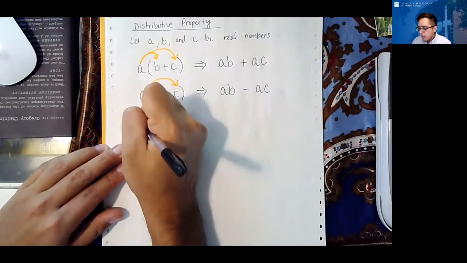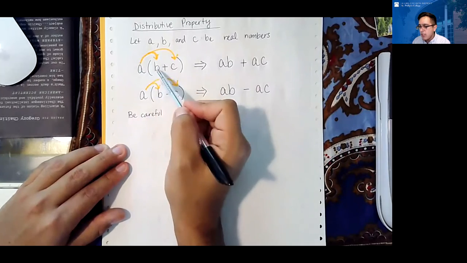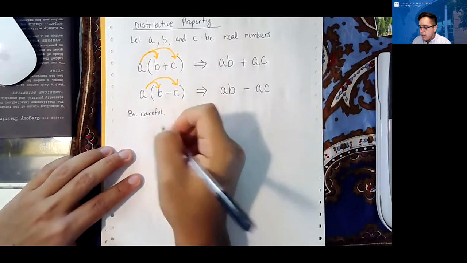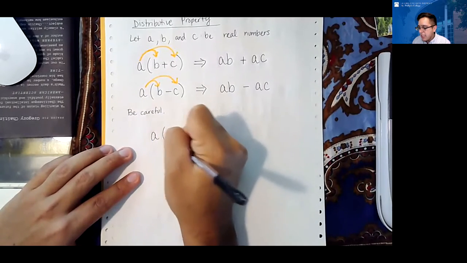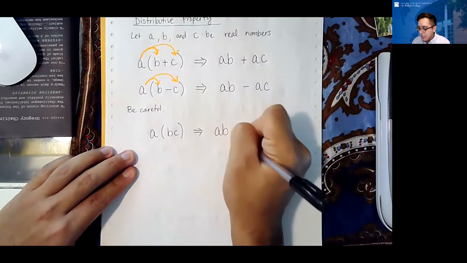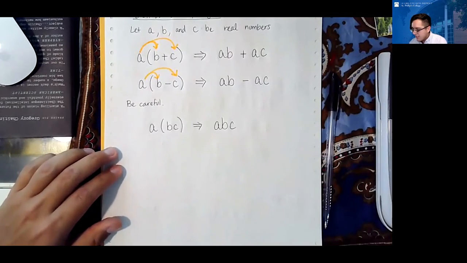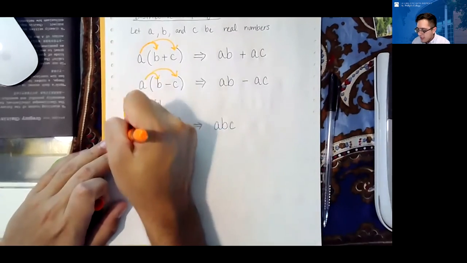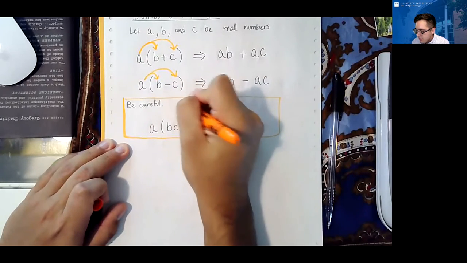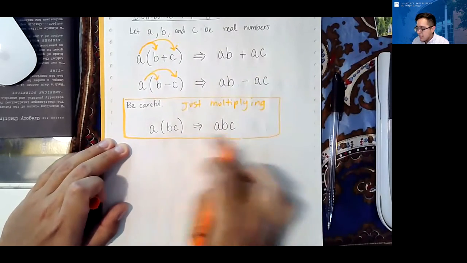Now, you might want to be careful here because the distributive property works for multiplying a single number over a set of addition problems or a set of subtraction problems. If you have A times BC, that is simply A times B times C. So that's just a note. This is just multiplying. This is not the distributive property.